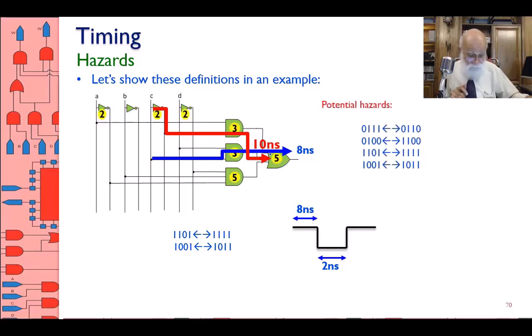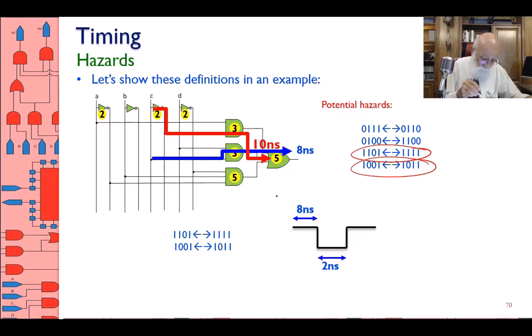Okay, let's look at another situation. This one, we are considering these two here. The C is changing. The longer delay path is 10 nanoseconds, which is for C bar. The shorter delay path is 8 nanoseconds for C.